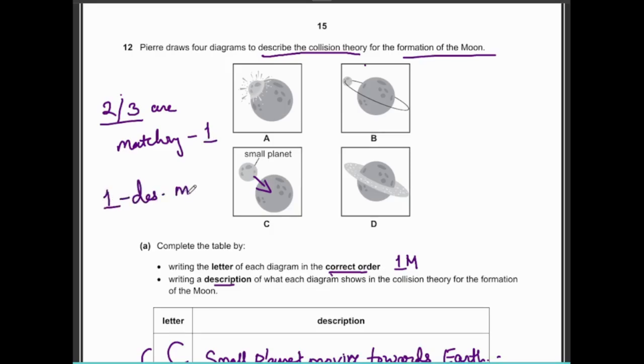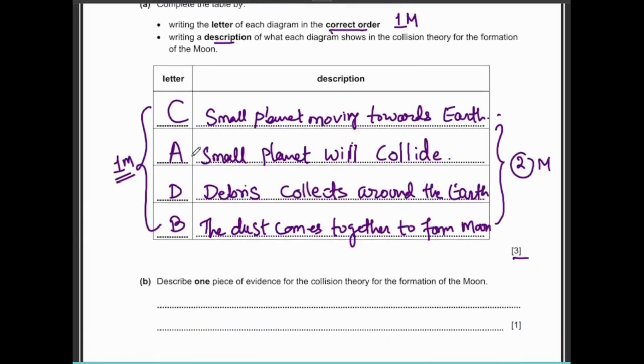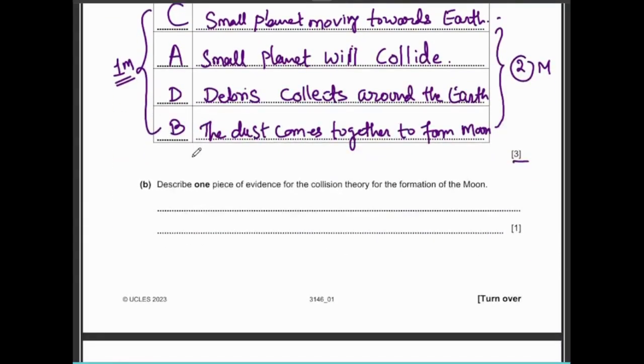If only one description is matching, the award is 0. There are no marks if there is only the letters or one of the descriptions matching with the question number 12. Fine. So I hope you have understood about this one. So let's move towards the next one.